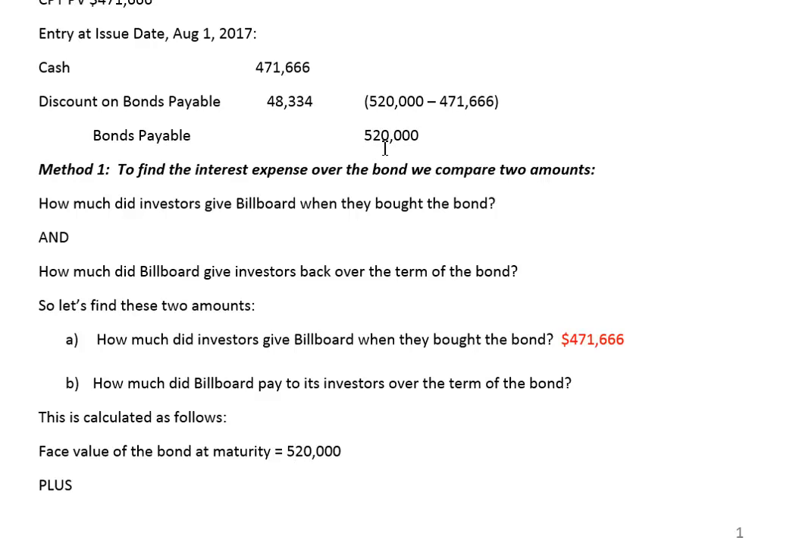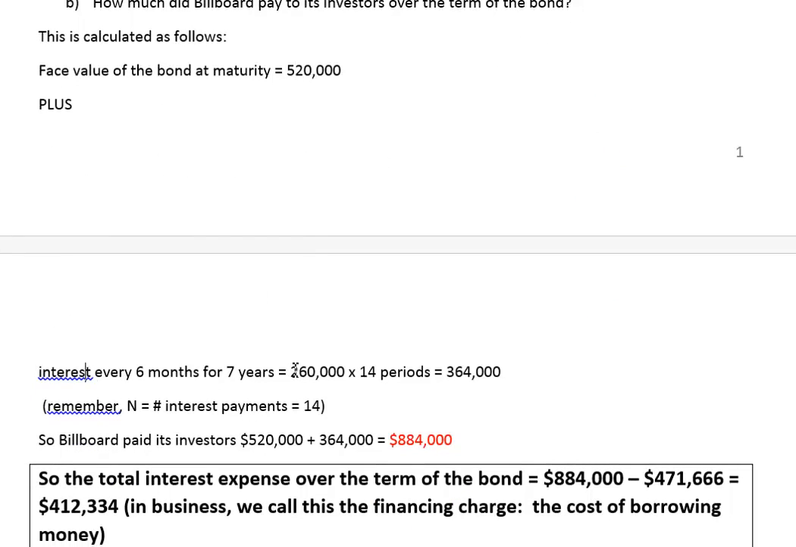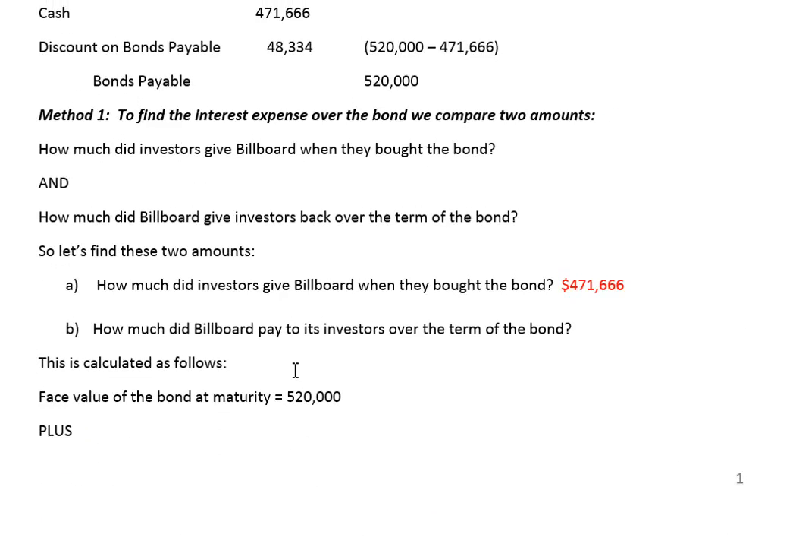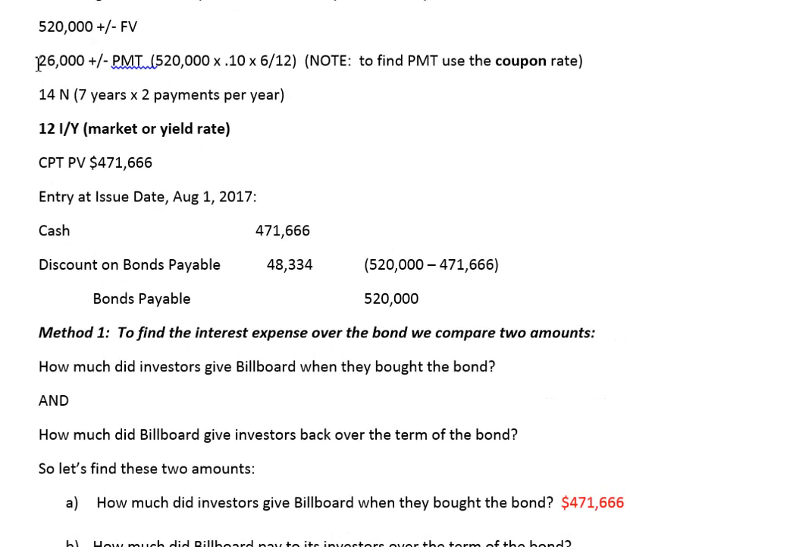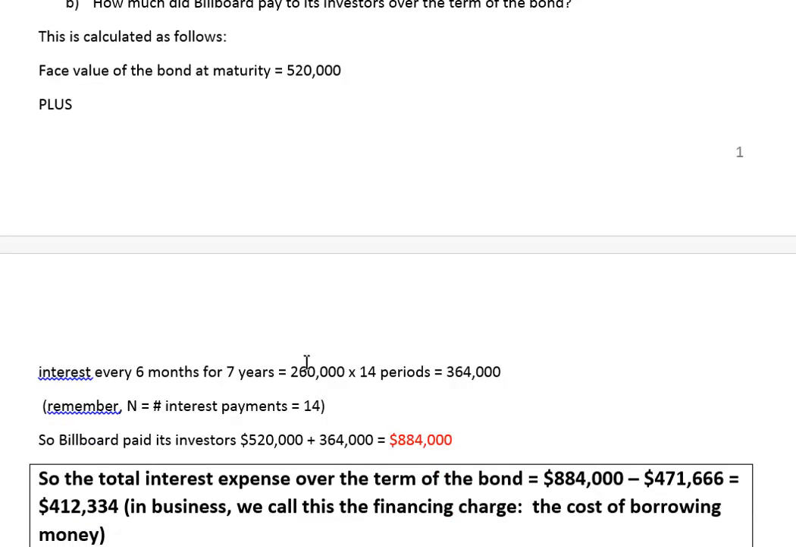That liability is going to be cleared in 7 years, plus the interest. Don't forget, we paid these guys. Remember the PMT we did up here? We paid these guys $26,000 every 6 months for 7 years. We made 14 payments of $26,000. So we not only gave them the face value back, we gave them interest every 6 months for 7 years. So every 6 months, we gave them $26,000, right? And we did that 14 times.